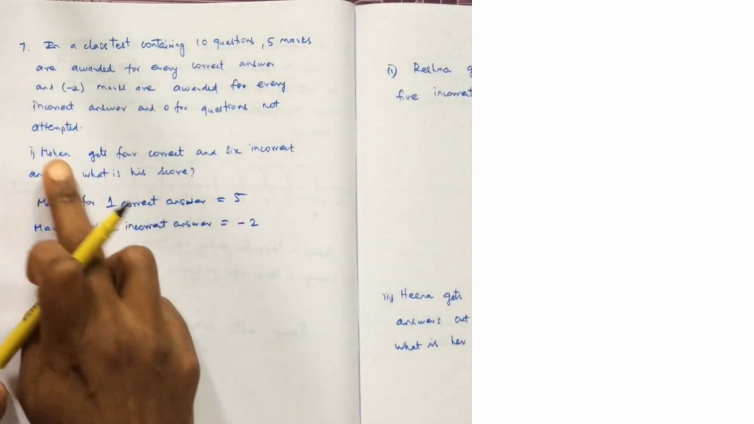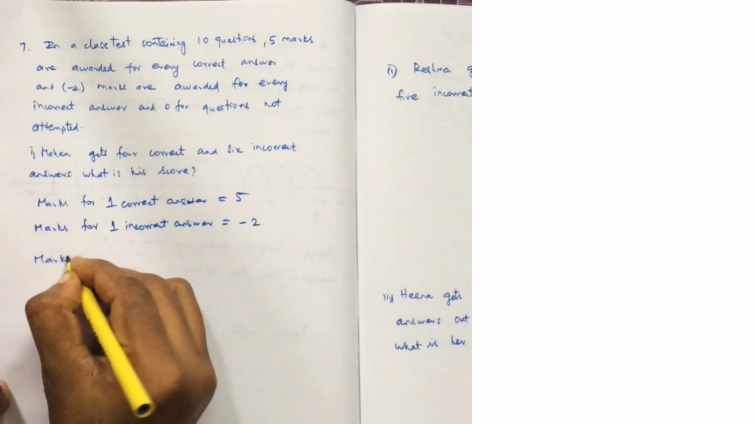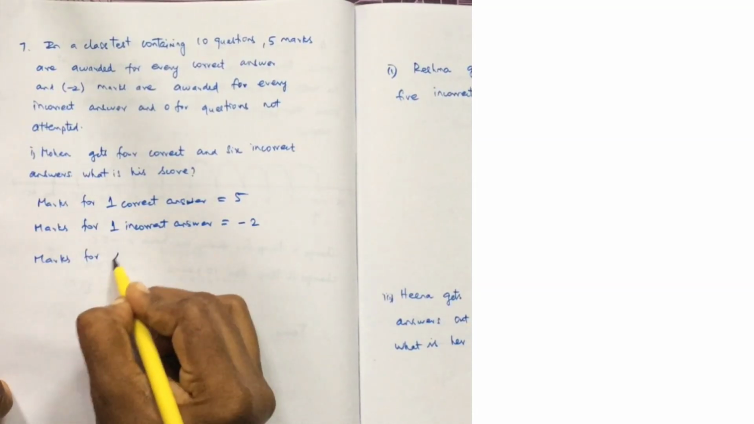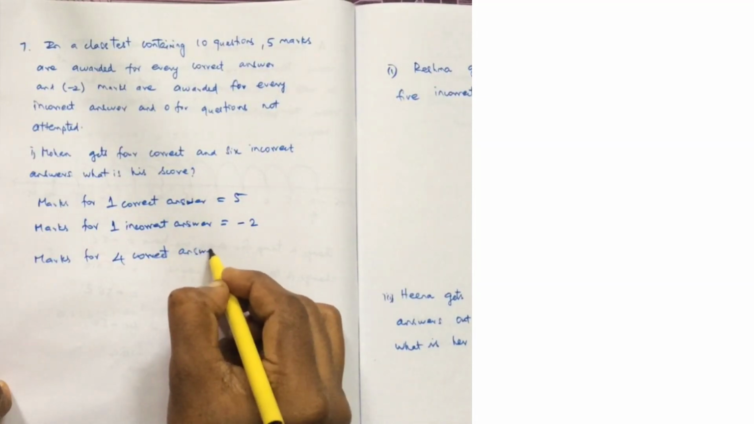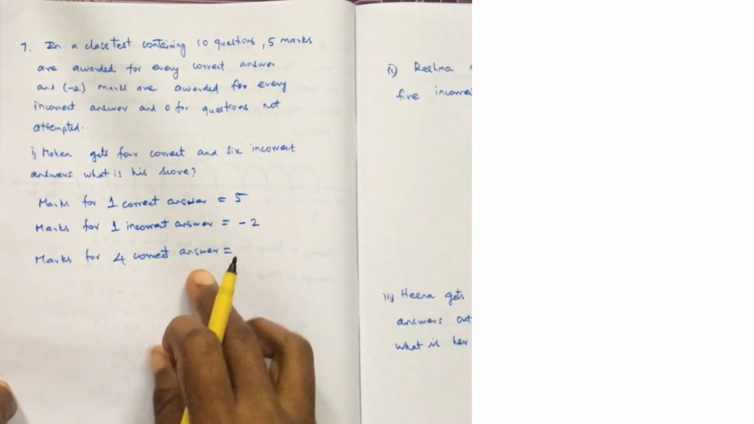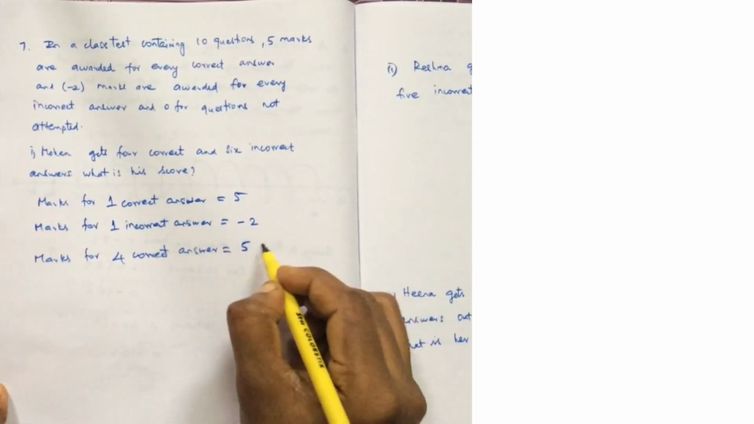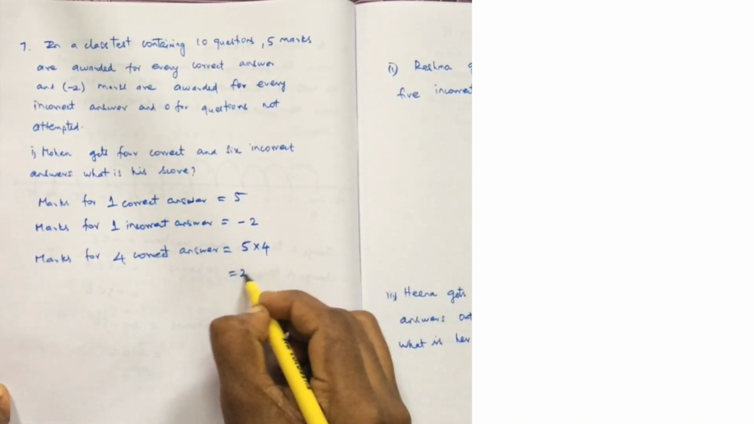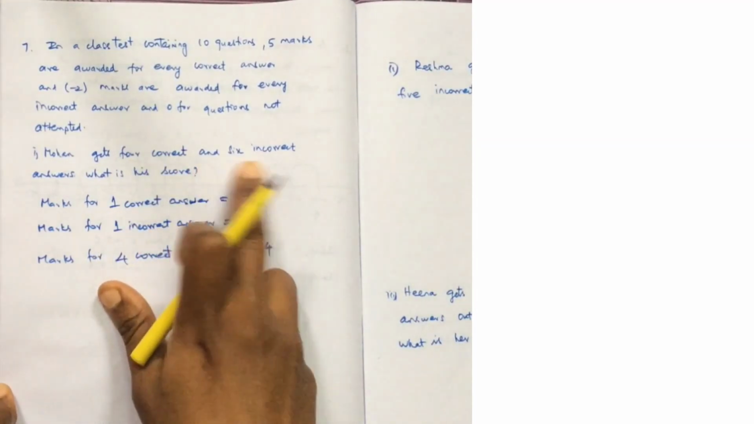Now here Mohan gets 4 correct answers. So what are the marks for 4 correct answers? The marks for 1 correct answer is 5. So 5 multiplied by 4 is 20. So Mohan got 4 correct answers and 6 incorrect answers.